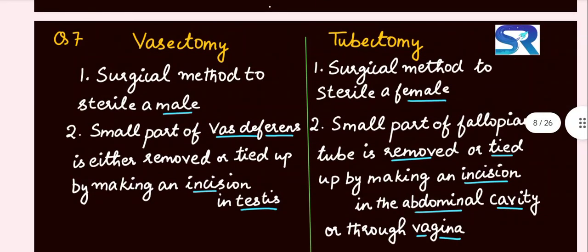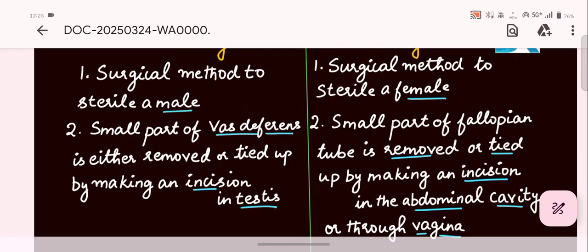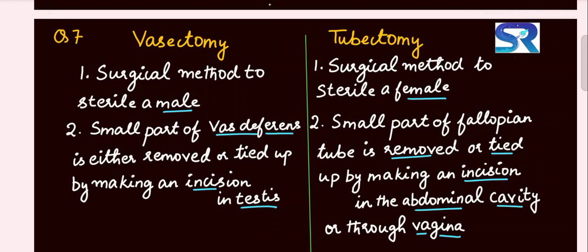Seventh question. Vasectomy is the surgical method to sterilize a male. A small part of the vas deferens is either removed or tied up by making an incision in the scrotum.